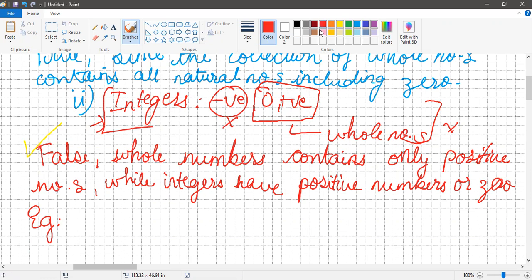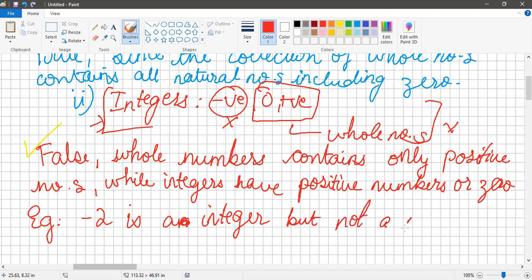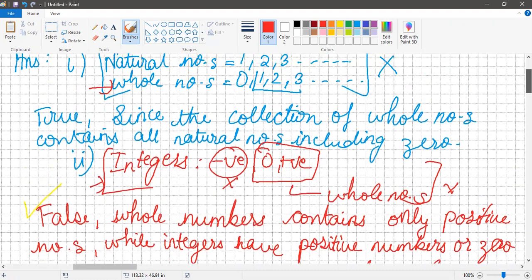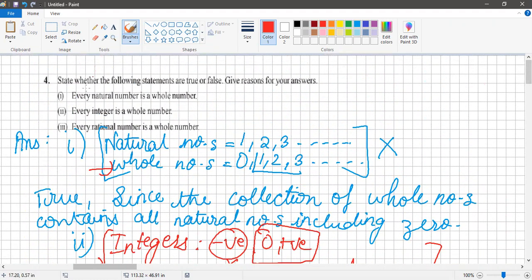You can explain the statement by giving an example. You can say minus 2 is an integer but not a whole number. Clear? Very simple. True and false they've asked, but you should be able to answer that in proper words. You might know the answer to it, but the way you form the statements must be correct. Okay, so now let's start with the third one.